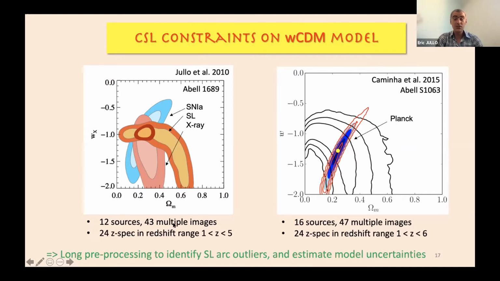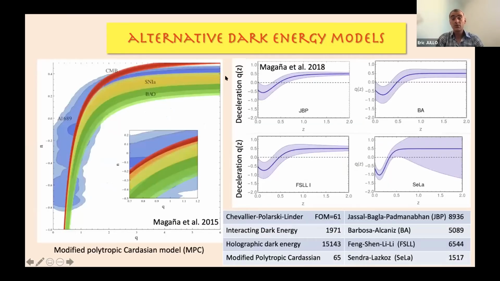Just to mention that this measurement requires long pre-processing to identify strong lensing outliers and estimate model uncertainties, and I will come back to that later. Of course, once you have a model that works, you want to test many models of modified gravity and dark energy. This has been achieved by a colleague of mine in Chile, Juan Magaña, in 2 articles, and you can constrain the deceleration parameter for different models, and you will see different constraints here.